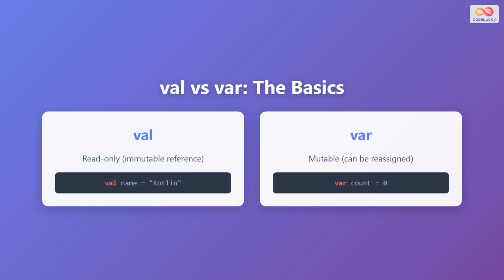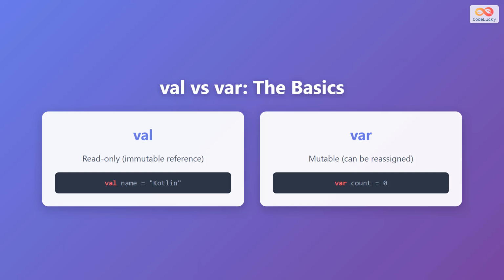In Kotlin, there are two keywords for declaring variables, val and var. The keyword val creates a read-only variable with an immutable reference. Once you assign a value to a val variable, you cannot reassign it to a different value. For example, val name equals Kotlin creates a variable that will always reference the string Kotlin.